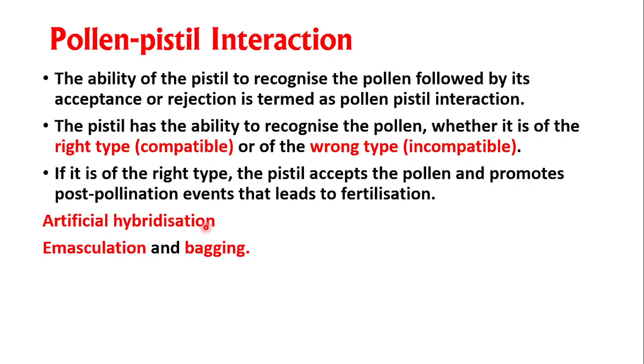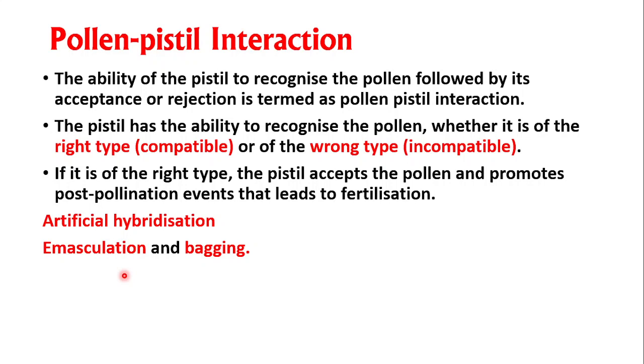Coming to the next one, that is emasculation and bagging. What is emasculation? Very simple thing. Students, do remember, emasculation is a very important step in artificial hybridization. When you select any two plants, you have to select one male and one female. And if you want to make a particular plant a female, in case it is bisexual, then you have to take off the male reproductive part.